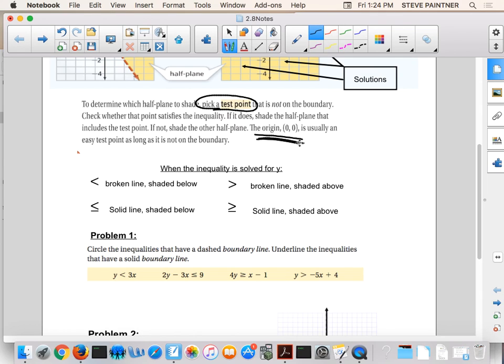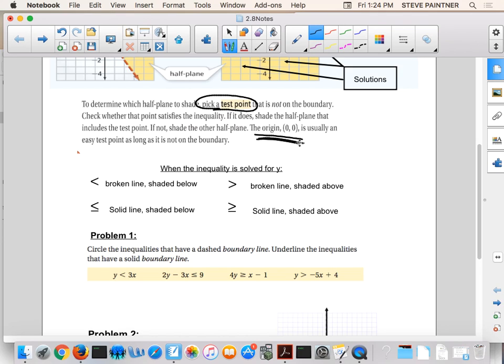Anytime. Unless what? It's on the boundary line. If 0, 0 is on the line, how are you going to test it? It's not over here. It's not over there. It's on the line. You can't test it. So if you can't test 0, 0, what would you test? 1, 0. 1, 1. 0, negative 1. Something easy. 1s and 0s, okay?